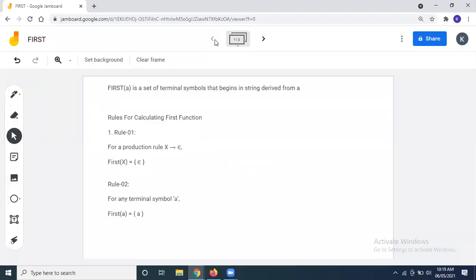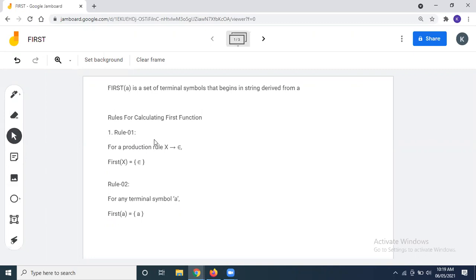Now we will see the rules for FIRST. Is the screen visible to you all? Yes, ma'am. Okay, so here, see what is FIRST of A or FIRST of alpha. We have to calculate it. It is a set of terminal symbols that begin a string derived from alpha. So just remember this. When we see the example, you will come to know what exactly it is.